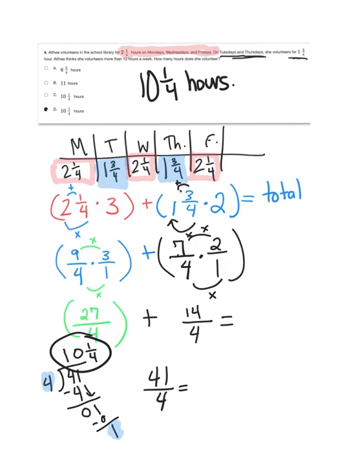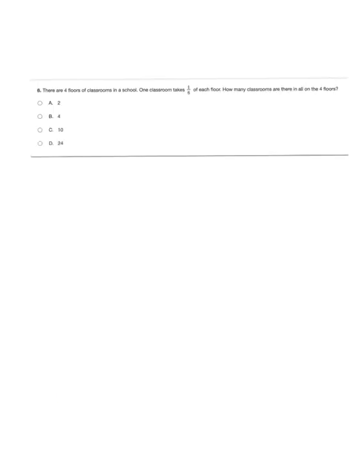Remember that to get full credit for this assignment, you must upload written work, so I want to see each step of this. There are 4 floors of classrooms in a school. One classroom takes 1/6 of each floor. How many classrooms are there in all on all of the 4 floors?